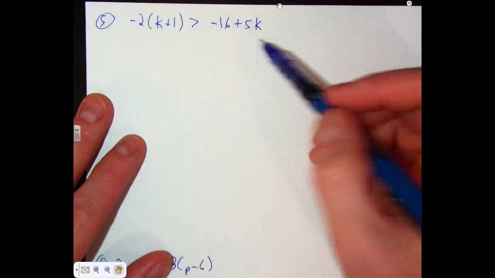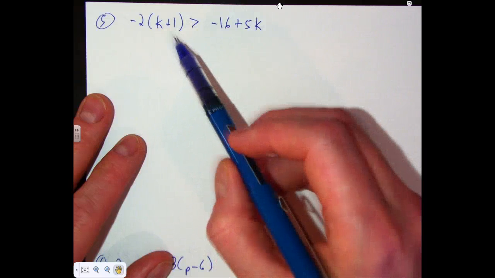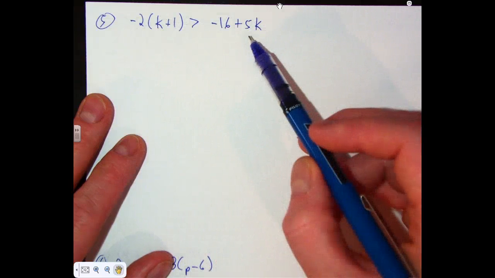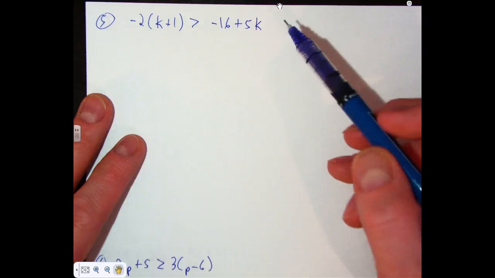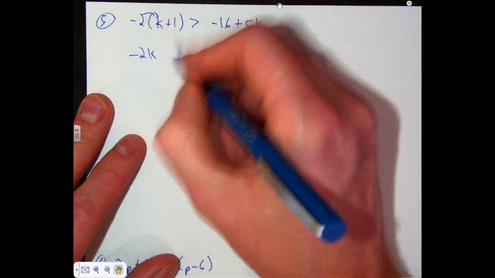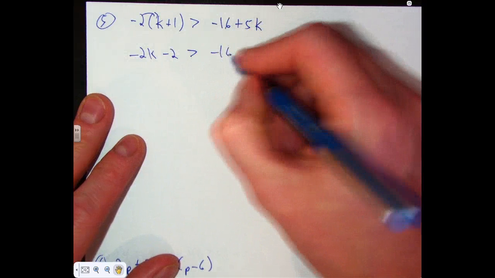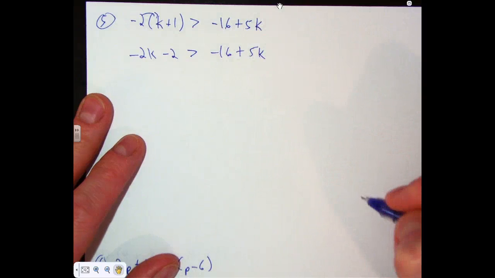Either way, we start off both sides the same as every other problem. Make sure there's nothing that can be simplified on each side. Well, I can on this side distribute the negative 2. On the right-hand side, they're not like terms. I'm just going to leave them alone. So negative 2 times k is negative 2k. Negative 2 times 1 is negative 2. That's greater than negative 16 plus 5k.